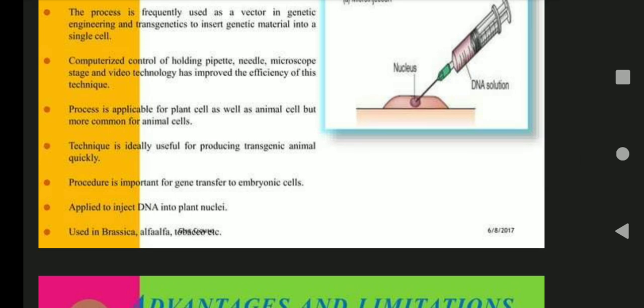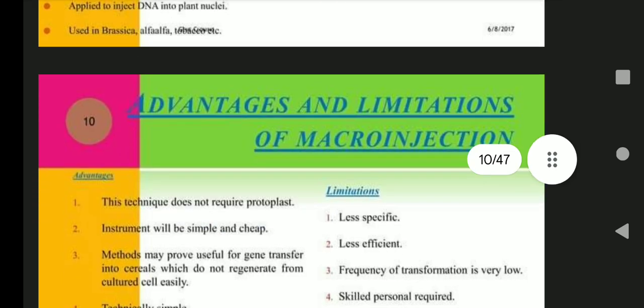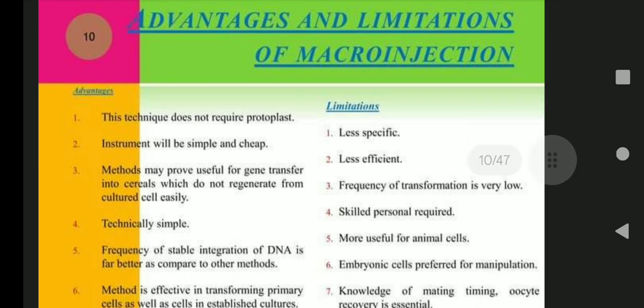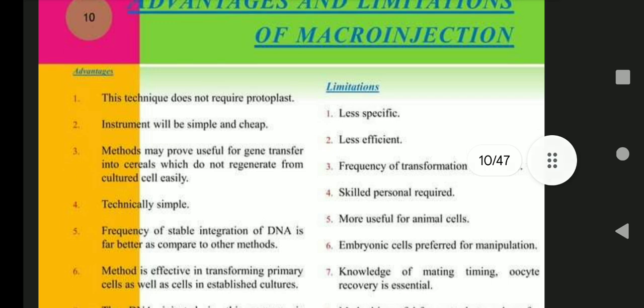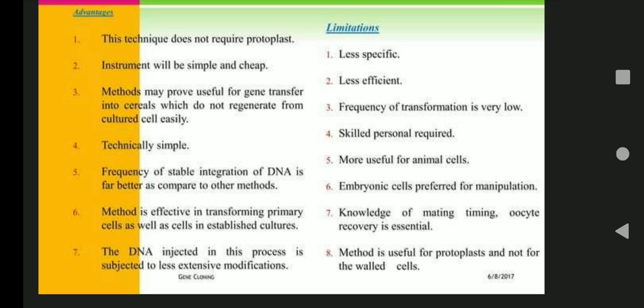In the case of plants, the DNA is injected into brassica and alfalfa crops. What are the advantages and disadvantages of microinjection? The technique does not require any protoplast, and the instruments are very simple and cheap. It provides useful gene transfer into cells which do not regenerate from cultures very easily. Technically, it is simple, and stable integration of the DNA takes place when compared to other methods.